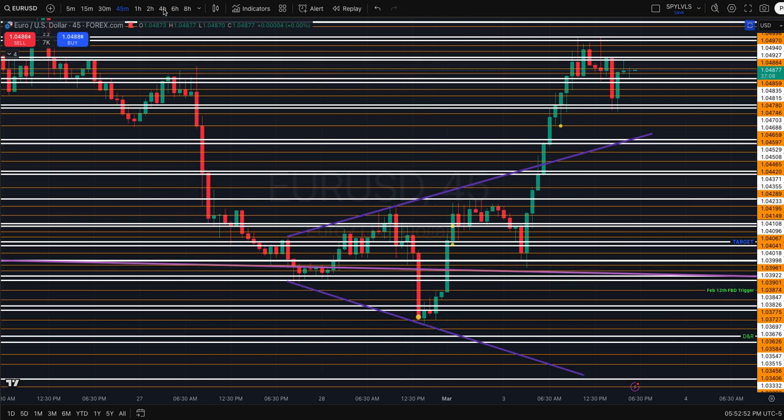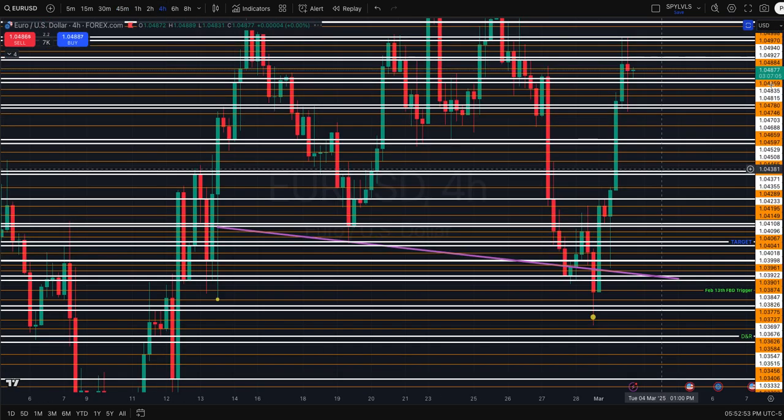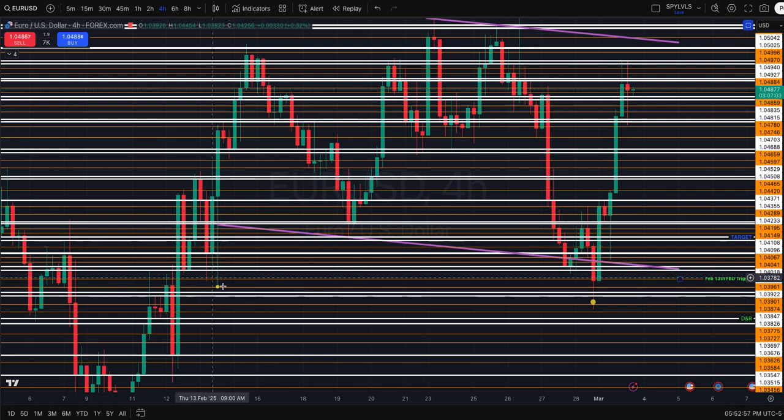That's the result, and I'm going to zoom out real quick to show a macro failed breakdown, a macro liquidity grab. When you have a big low here, price goes up a lot.